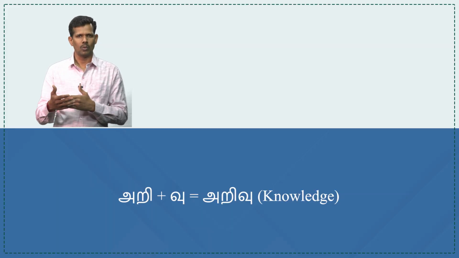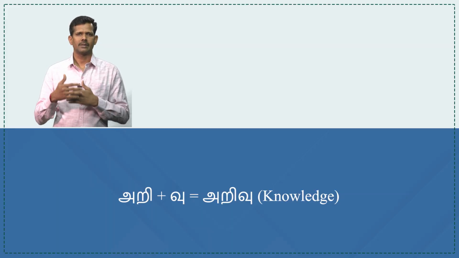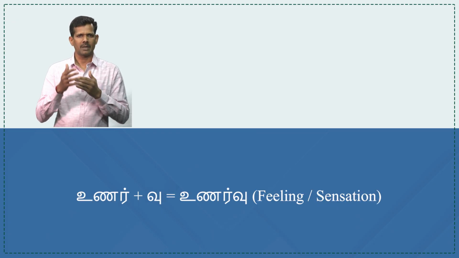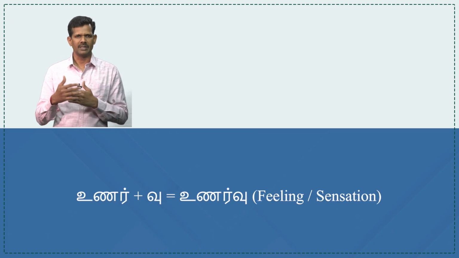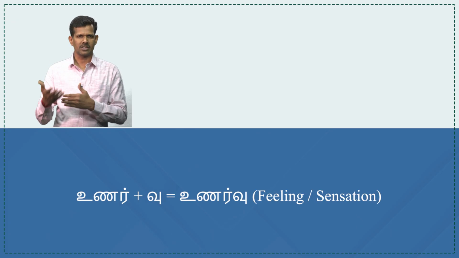Let us see some examples for the suffix u. Ari plus u, arivu, means knowledge. Unar plus u, unarvu, means feeling or sensation.